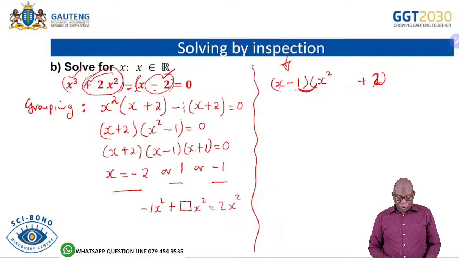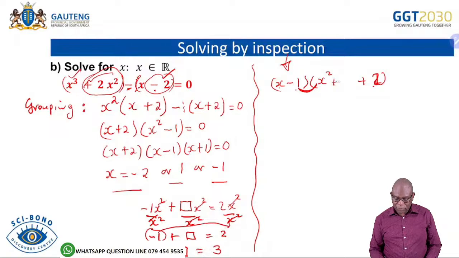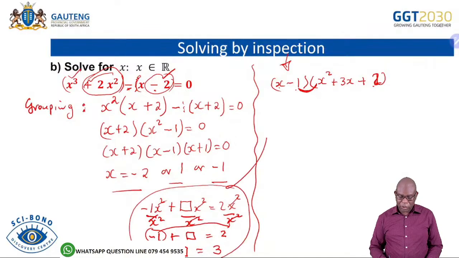Okay. So I can divide throughout by x squared, doesn't matter. I need a box. So then I'll have minus 1 plus a box equals 2, because the x squares will have cancelled out. Now I'll have my box. The number that I need will be 2. Transpose this one that side. It's 2 plus 1, it's 3. So my box is a positive 3. And I just put an x. So this is by inspection.